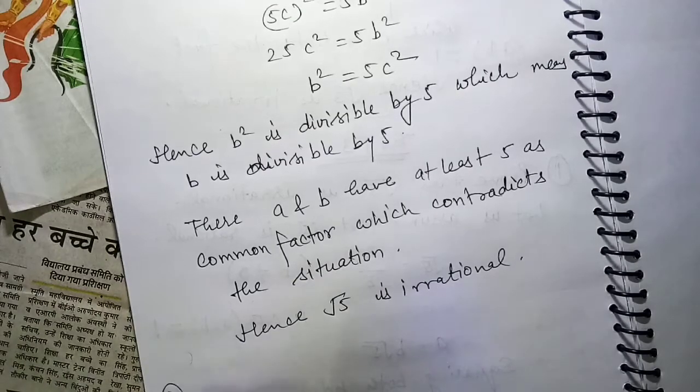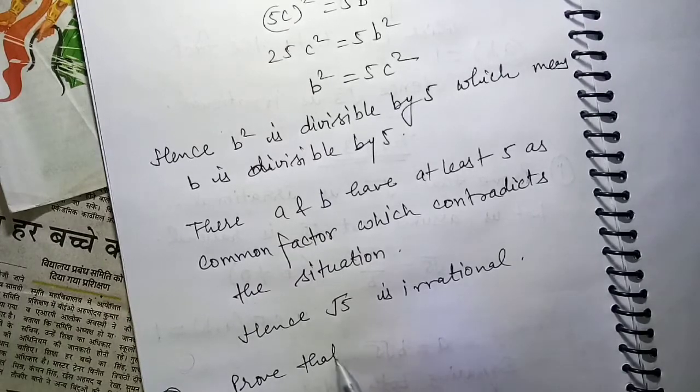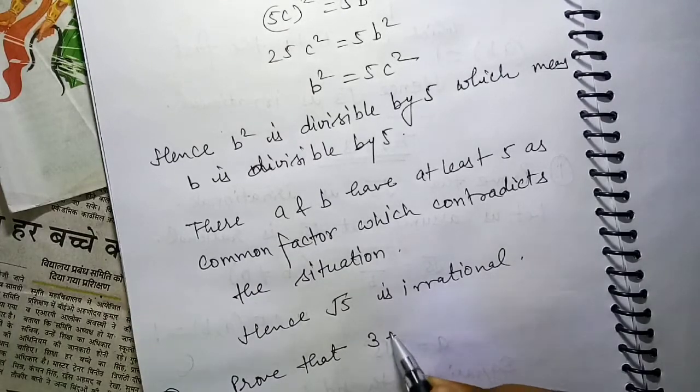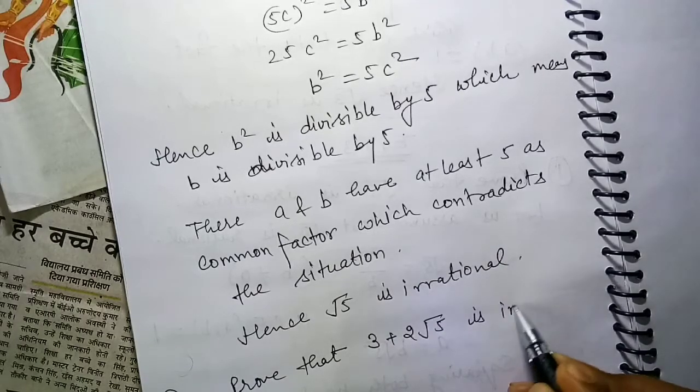Question number 2. Prove that 3 plus 2√5 is irrational.